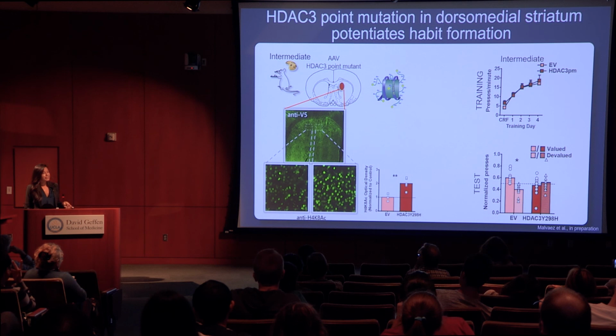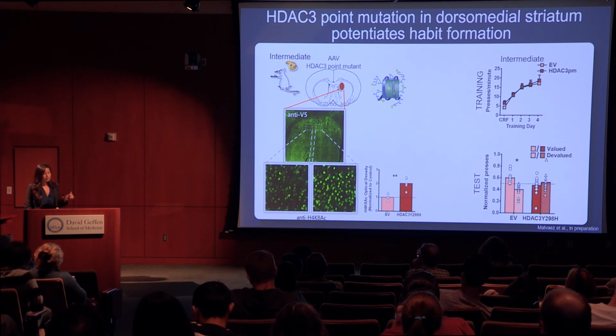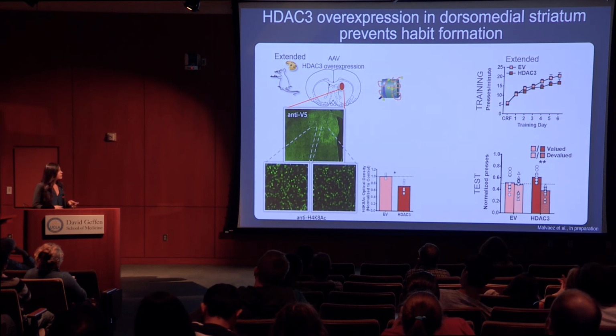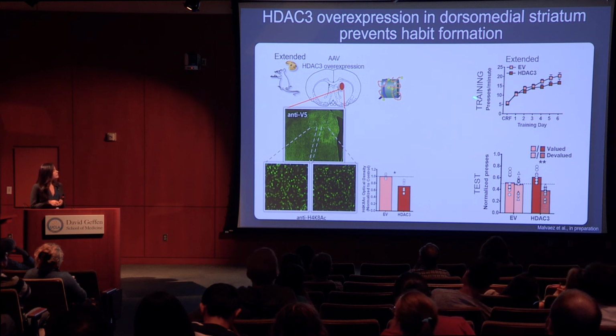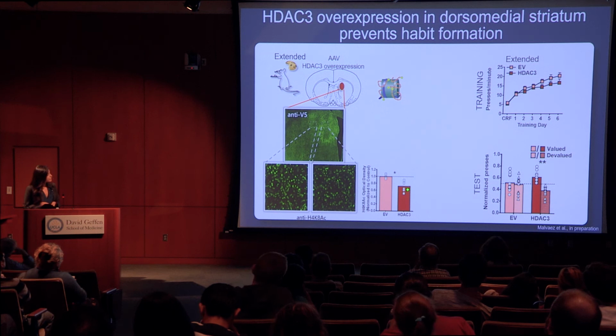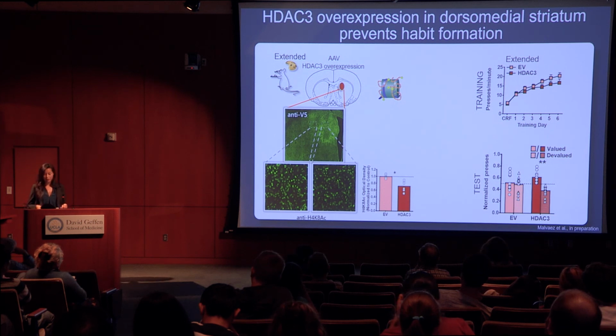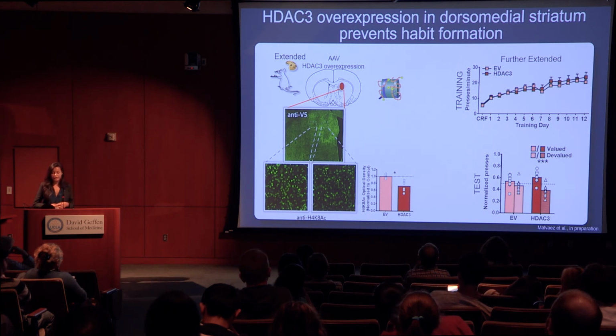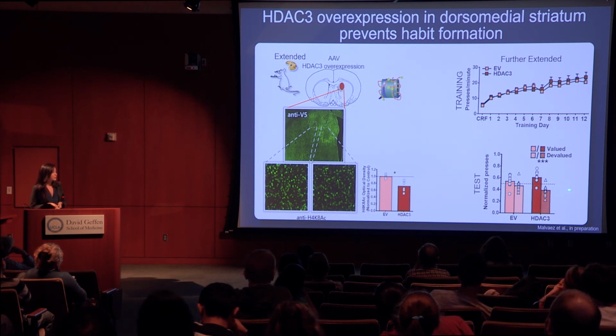These animals, again, are showing habitual behavior at an earlier time point when we're producing this transcriptionally permissive state in the dorsal medial striatum. And so, again, the same question is, what would happen if we then overexpress HDAC3 in this brain region? What we found is that this decrease in histone acetylation within the dorsal medial striatum also prevents the animals from acquiring habitual behavior. And exactly the same if we do extended training, these animals still show a lack of habitual behavior. So they remain goal-directed.